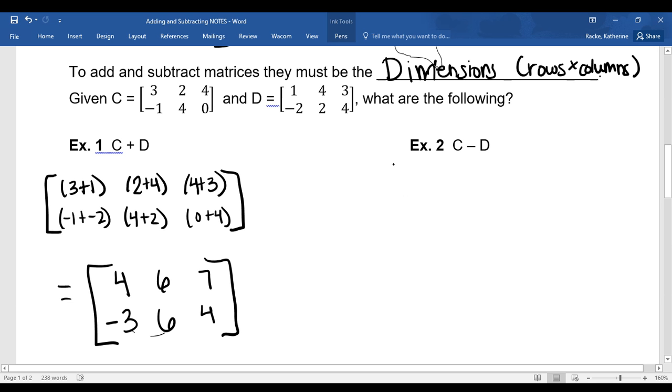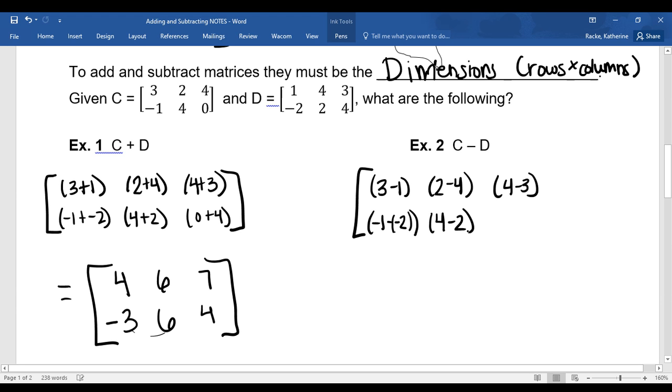Same kind of thing for example 2 when we're subtracting, C minus D. So everything that's in the same spot. We're taking 3 minus 1 now, and then 2 minus 4, and then 4 minus 3. Make sure you're keeping them in the same order. So -1 now, minus a -2. And then 4 minus 2, and 0 minus 4.